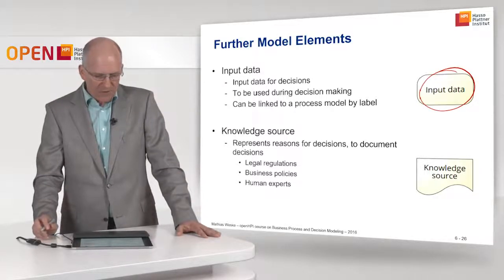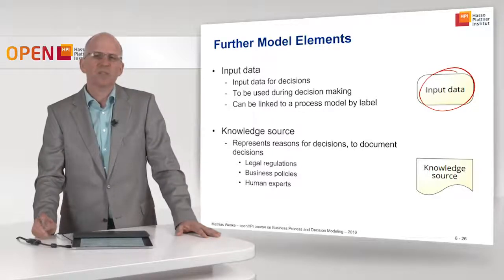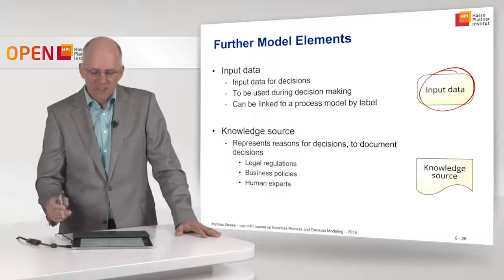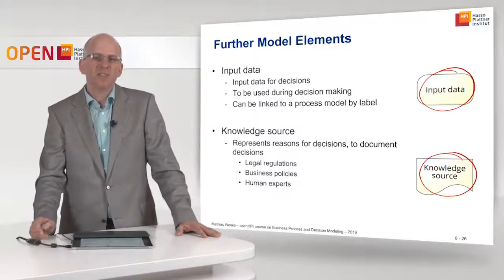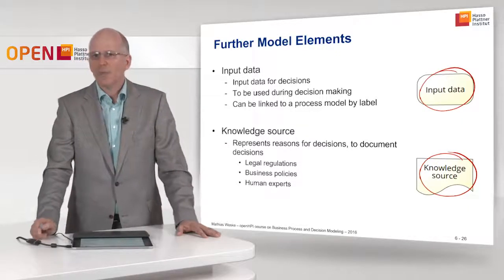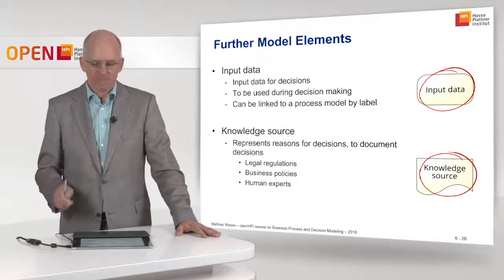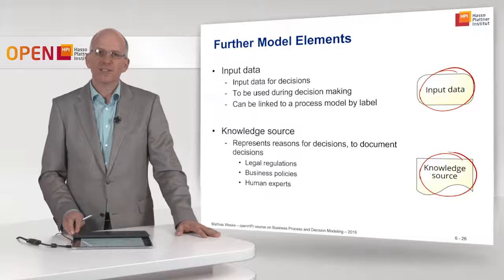We have knowledge sources. Knowledge sources represent reasons for decisions, and they are more to document decisions. So that might be legal regulation, certain business policies that might be in place, or also human experts. So the knowledge source can also be used in decision requirements diagrams. It doesn't really encode the business logic, but it encodes the reason why a certain decision is taken, or why a certain decision is taken as it is specified in the decision requirements diagram.